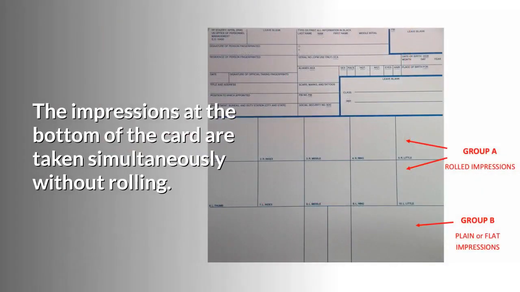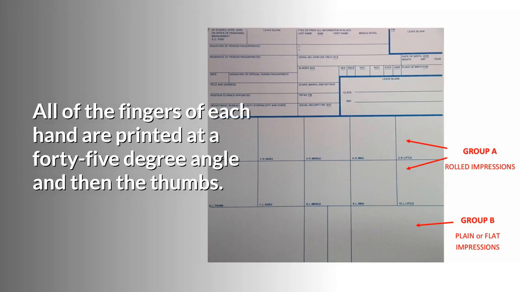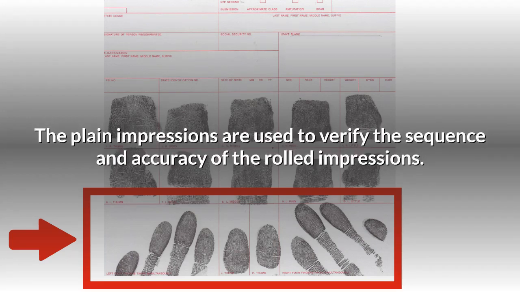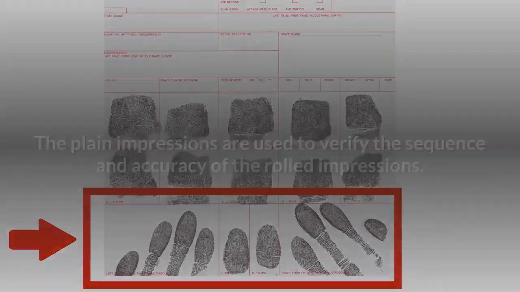The impressions at the bottom of the card are taken simultaneously without rolling. All of the fingers of each hand are printed at a 45-degree angle, and then the thumbs. These are referred to as plain, slapped, or flat impressions. The plain impressions are used to verify the sequence and accuracy of the rolled impressions.